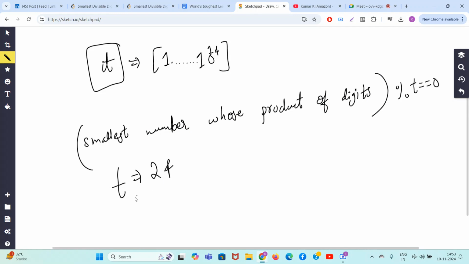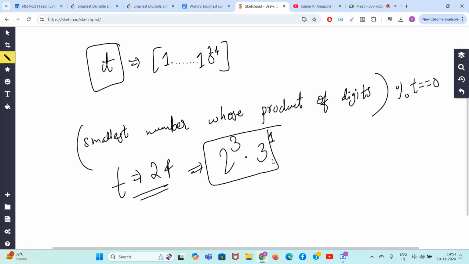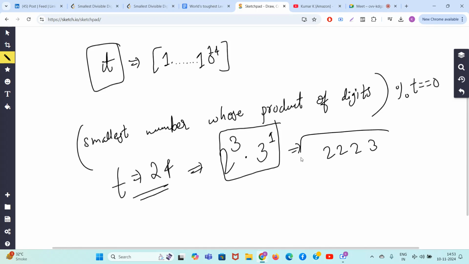Okay, this one, 24. It can be written as 2 raised to 3 multiplied by 3 raised to 1. This is the prime factorization. Then some people will say that, sir, this is the answer, right? Smallest number, right?